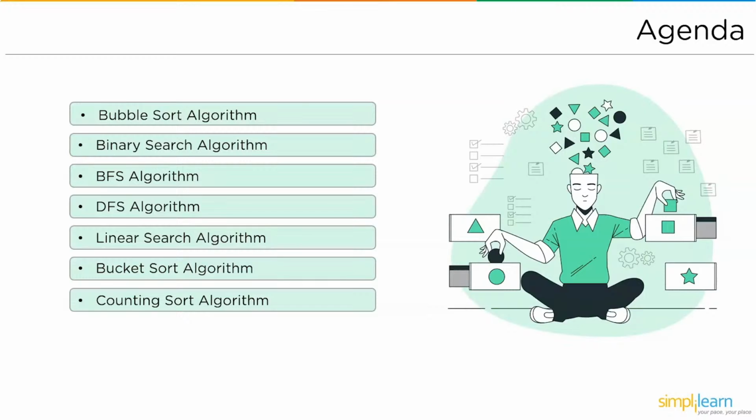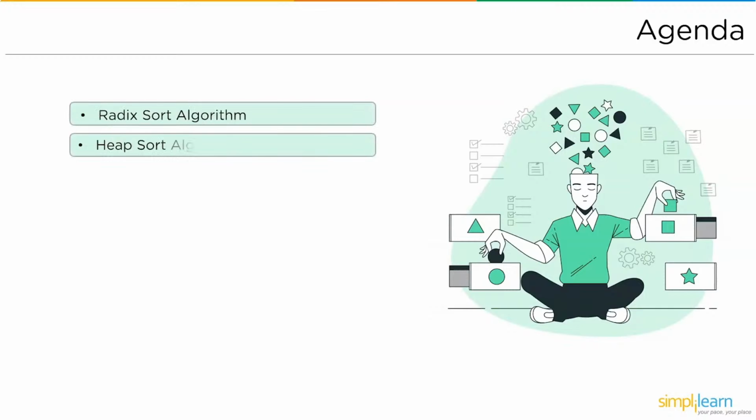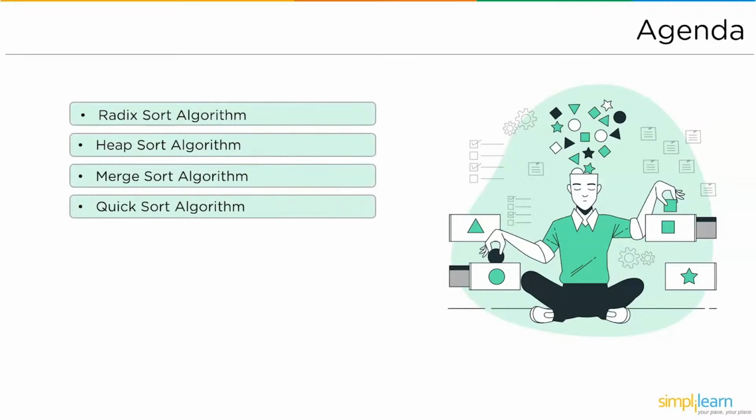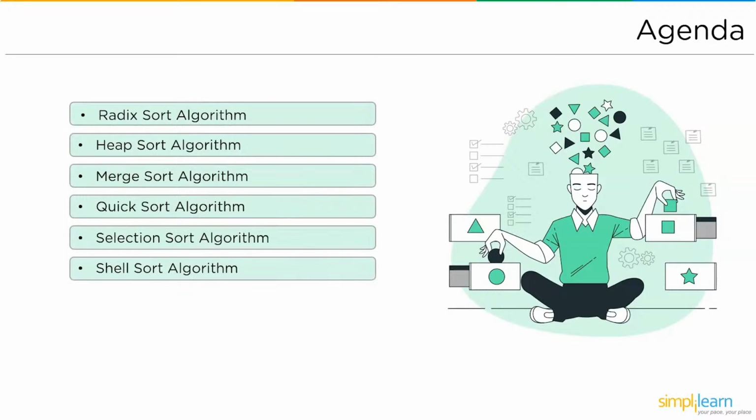Then, we will introduce you to the counting sort algorithm, a special sorting algorithm that does not involve any comparisons. After that, we will dive into the radix sort algorithm. Radix sort algorithm is used for sorting data on each node of a multiprocessor. Then, we will discuss the heap sort algorithm. This algorithm is beneficial in sorting priority queues.